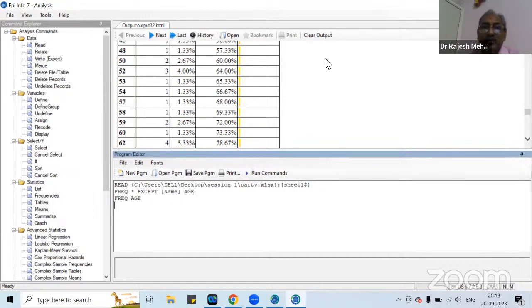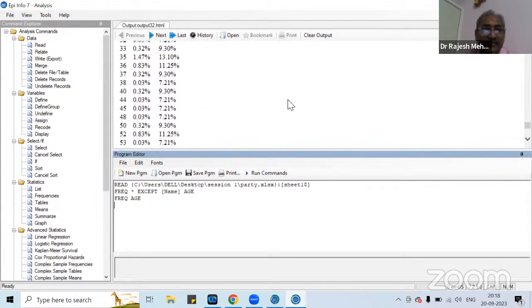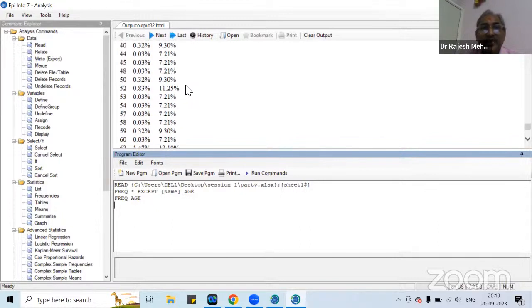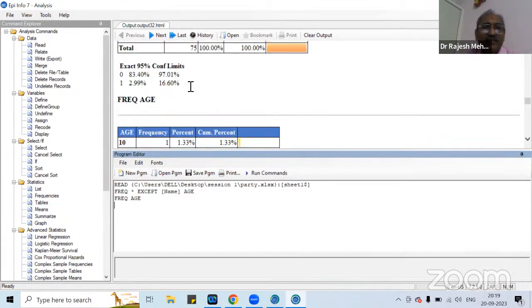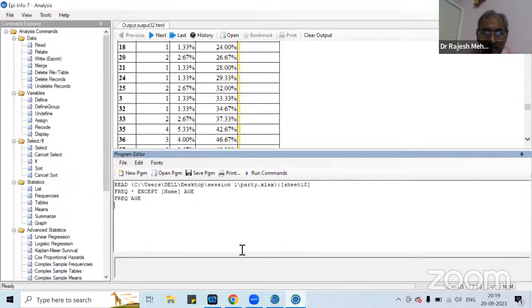Then what will be the proportion of age exactly 50 years in that population? So that population will have a range between 0.32% to 9.3%. This is a range which reflects that this will be the proportion of people having age 50 years in the population from which this sample was taken. I end over here. So you should understand this point. This is why these are given. Right.